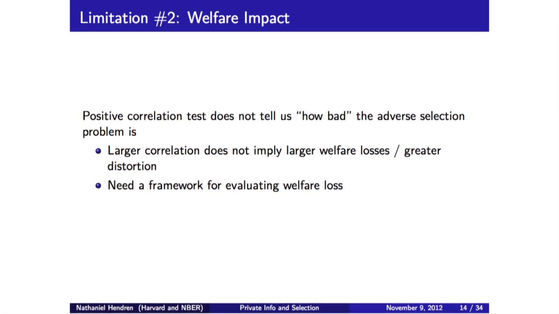It just tells you whether or not there might be a problem. And then also it doesn't distinguish between moral hazard and adverse selection. So what these papers, or this line of literature, tries to do is say, well, let's try to actually estimate how much of a welfare loss there is from the adverse selection.